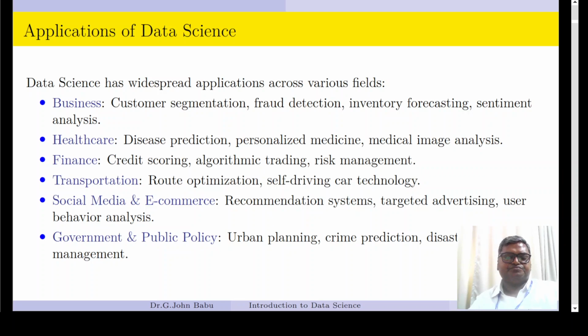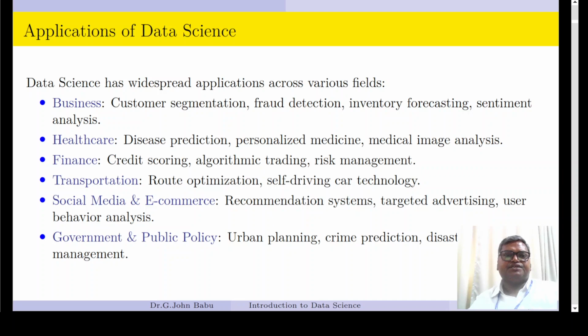Inventory forecasting: what will be the requirement of inventory for the next month or next year or next season? Sentiment analysis: reviewing all the product reviews in Amazon or Flipkart and giving an overall summary of those. How many people are happy? How many people are not happy? How many people are demanding a return? This type of analysis can be done with data science, with the data available.